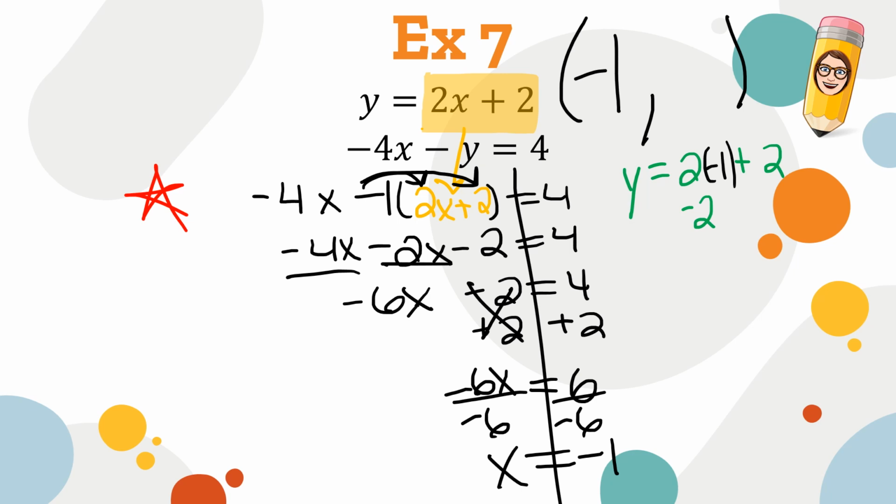2 times -1 is -2. -2 plus 2 is 0. Y is 0. You just got to plug that in. We did do a previous lesson with plugging in numbers, so that'll be more familiar to you.